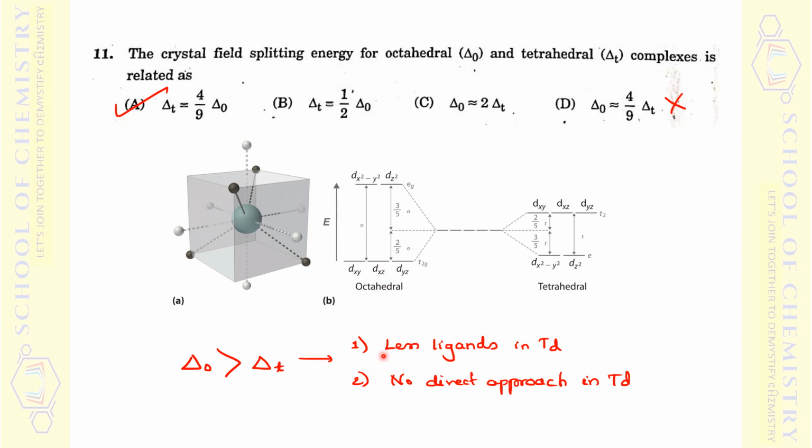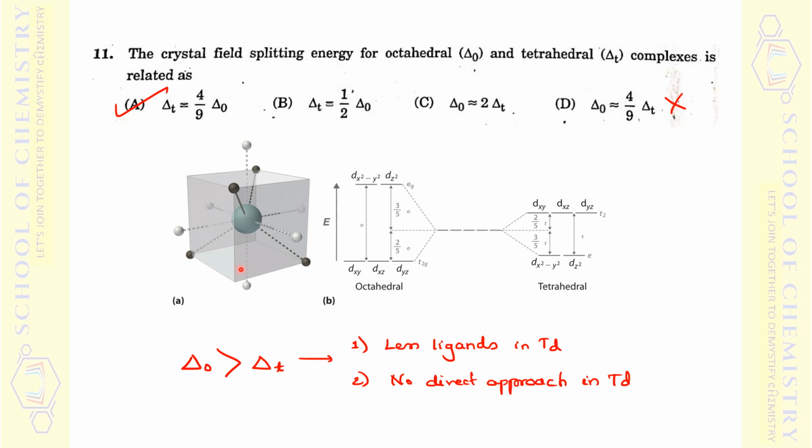In the case of octahedral, the number of ligands is more as compared to tetrahedral. In the case of tetrahedral, there are only 4 ligands, so fewer ligands are present. That is one of the reasons why the splitting is less. Splitting depends on the number of ligands. And the second one, the approach of the ligand, is also important.